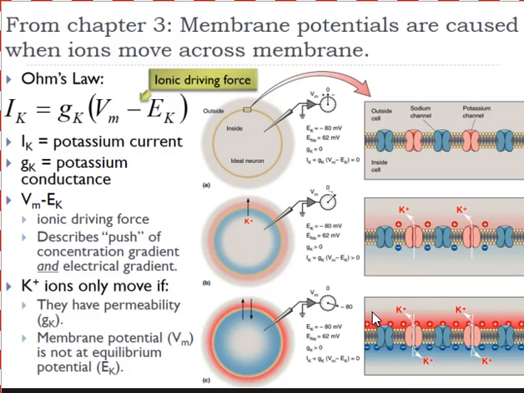So the intention of all this is showing that when you have net movement of ions, that's going to cause some disruption and change in the membrane potential. So we should be able to cause changes like a depolarization phase in the action potential by allowing ions to flow across the membrane.